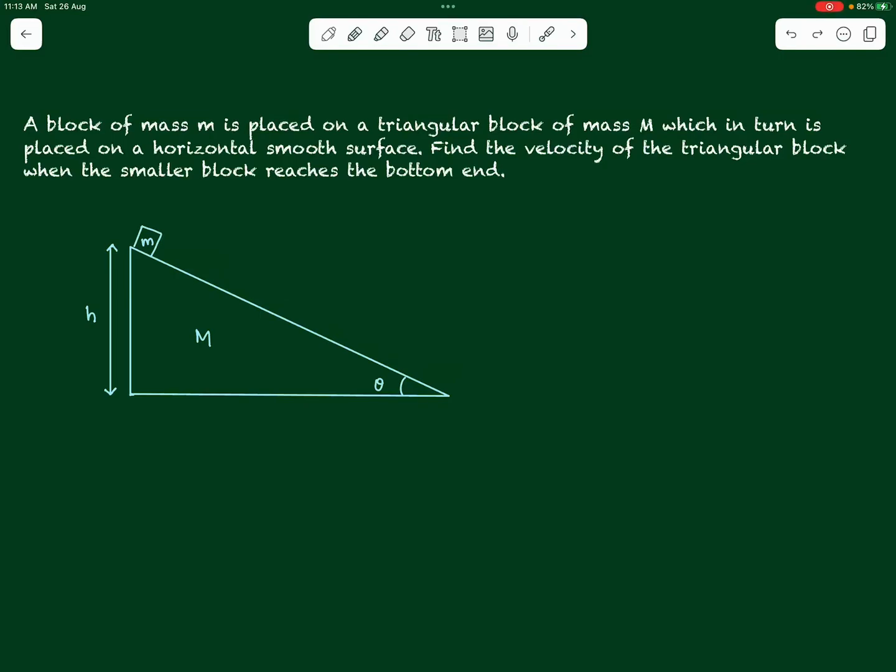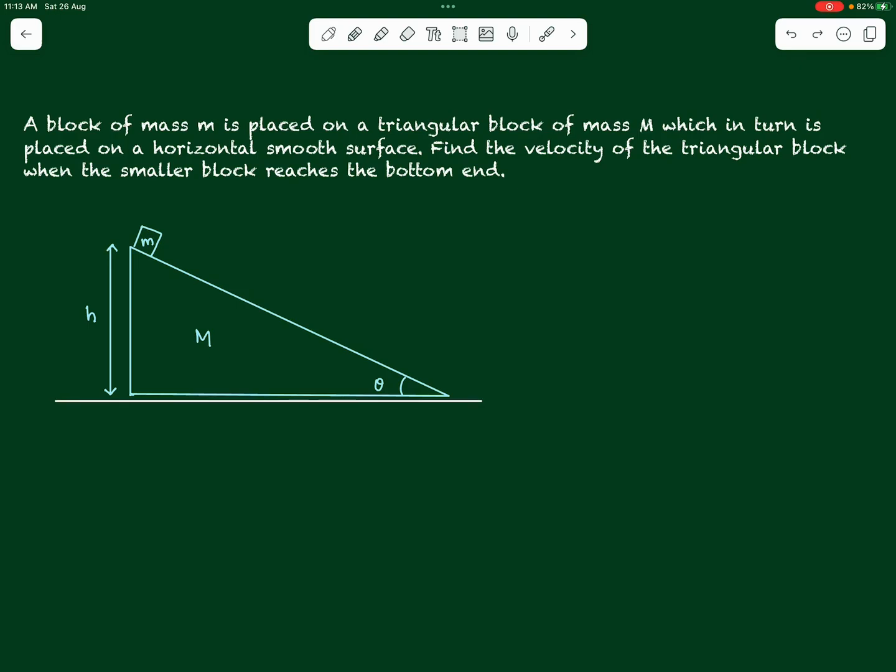Hello students, let us now take up a few questions from the chapter Conservation of Momentum, so to get ourselves comfortable with the topic. Today's question is: a block of mass small m is placed on a triangular block of mass capital M, which in turn is placed on a horizontal smooth surface.